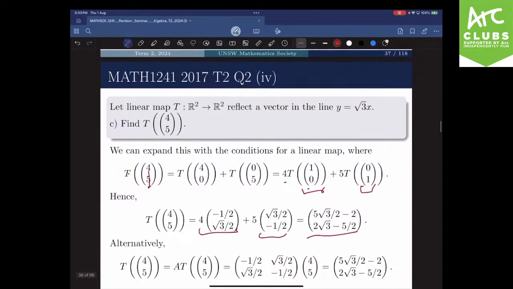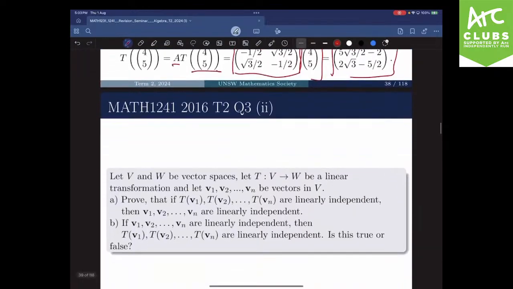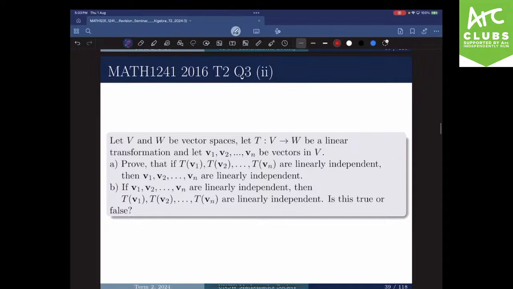But we can also use the matrix we found earlier. We note that our transformation T is equal to A times this, which is equal to this matrix times this, and with just some matrix multiplication we get that it's equal to this vector here. So are we happy with that? Okay.